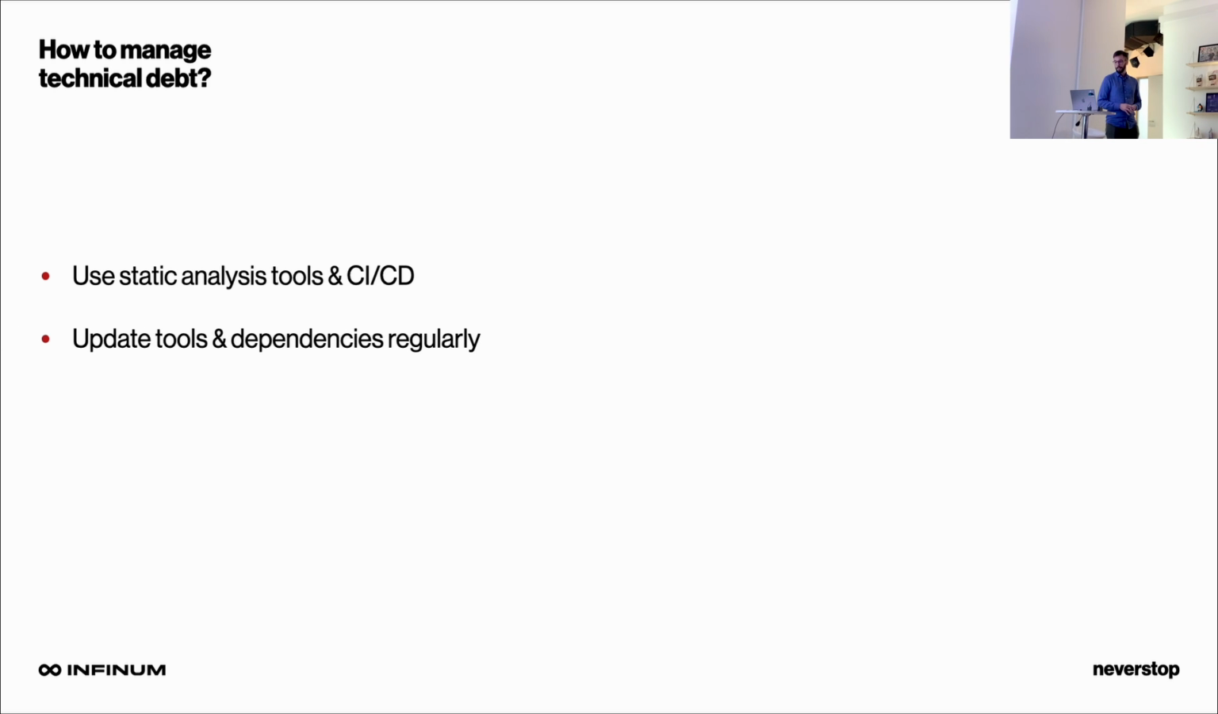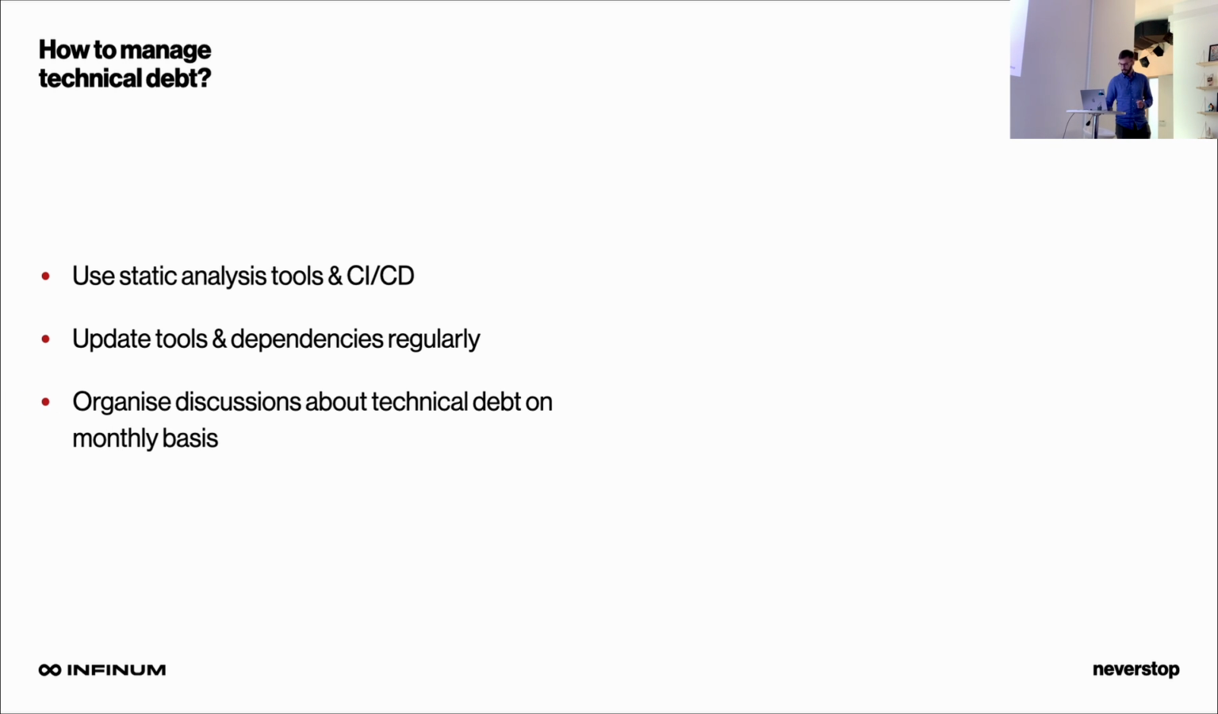Another one is updating tools and dependencies regularly. That's the way to go if you want to fight the time, from the standpoint of technical debt. And another one is organizing discussions about technical debt on a monthly basis.